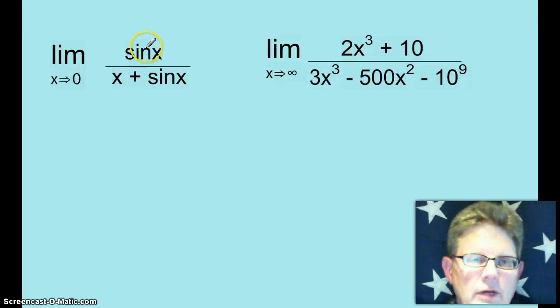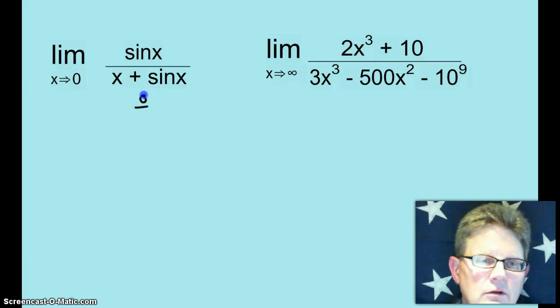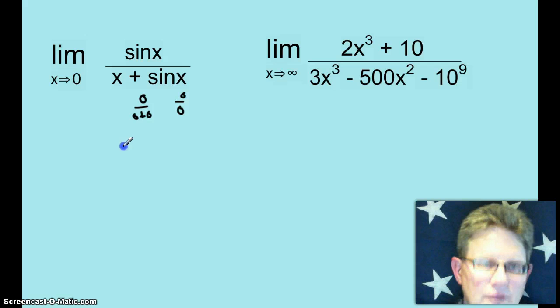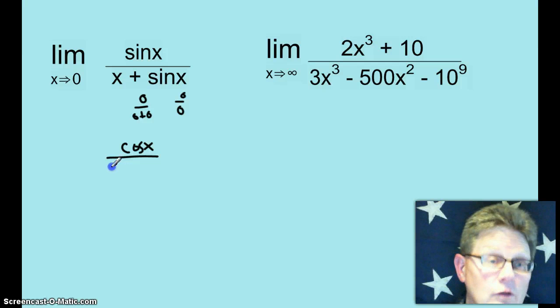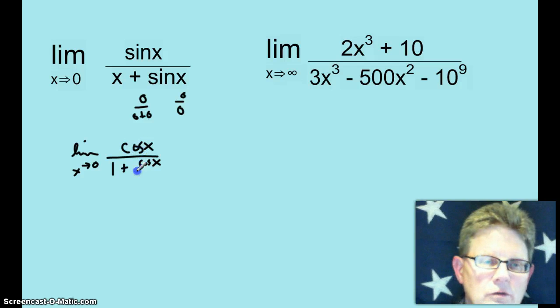Moving right along, when I replace, I get 0 over 0 plus 0, which is 0 over 0. So let's go ahead and take the derivative of the numerator. That's right, cosine x. Take the derivative of the denominator. No, we're not using quotient rule. Derivative of the numerator, derivative of the denominator. So 1 plus cosine x, and we'll take the limit as x approaches 0. Cosine of x, that'd be 1. 1 plus 1. That limit is 1/2.